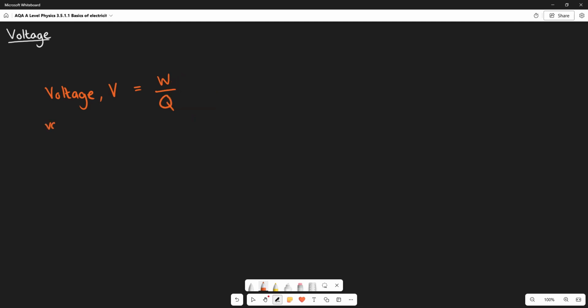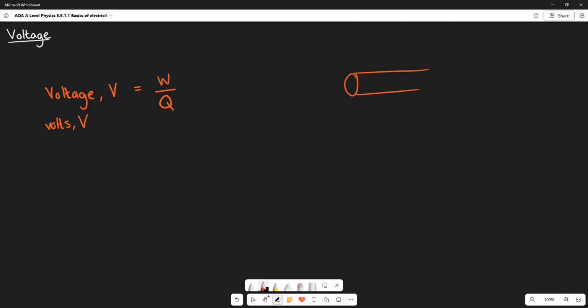We measure voltage in volts, which is also represented with the capital letter V. This can be quite confusing, but you must try very carefully not to use these two terms interchangeably. Work is the amount of energy carried by the charge.